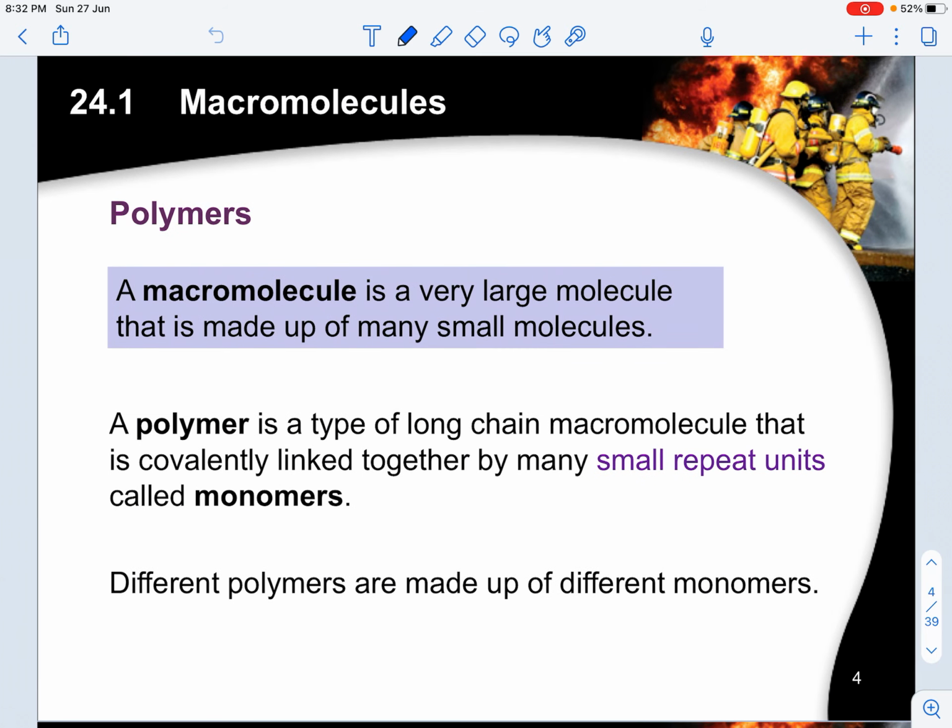So over here we take a look at macromolecules, the polymers. A macromolecule is a very large molecule that is made up of many small molecules. A polymer is a type of long chain macromolecule that is covalently linked together by many small repeated units, which we call monomers. These different polymers tend to be made up of many different types of monomers. Mono means made up of one molecule, poly means a lot.